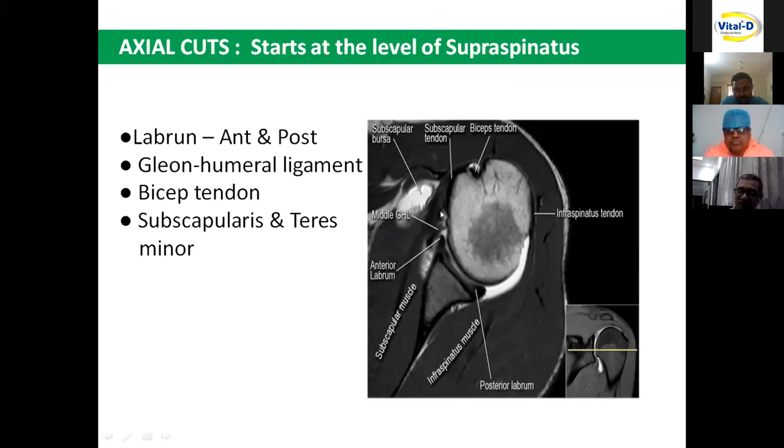On the anterior side, whatever structures we can know, this is the bicipital groove, through which the biceps tendon travels down. And this is the subscapularis tendon, and this is the bursa under the subscapularis muscle. And this is the middle glenohumeral ligament. And always this is the anterior labrum, this is the posterior labrum, and this is the subscapularis tendon and muscle, infraspinatus muscle, as well as teres minor muscle. And remember, this is the axial cut. Mostly in the axial cut, we can see the anterior and posterior labrum. This is the posterior labrum. Again I mention, if the glenoid is seen this way, this is posterior, this is anterior, because this is the suprascapular notch.